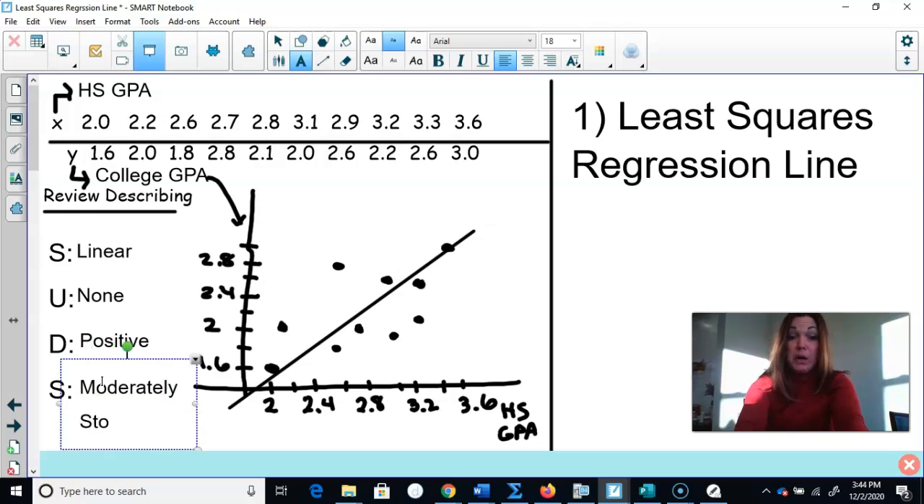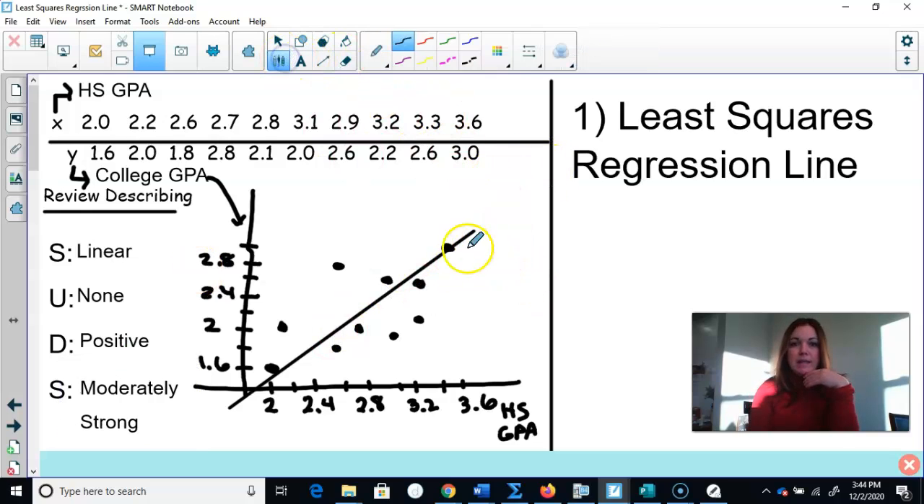How we can confirm it, right now we're just using our eyeball test. How we can confirm it is we can go ahead and find that correlation coefficient, which we'll find here in a second. That's not the goal today. We've already found that correlation coefficient. The goal today is actually to figure out what this line will be.